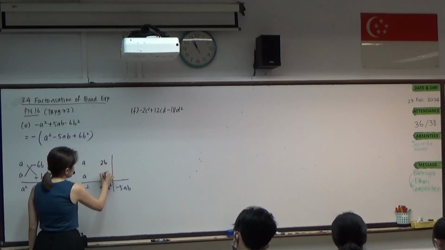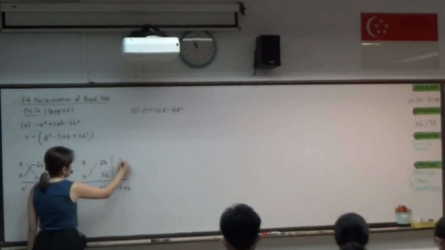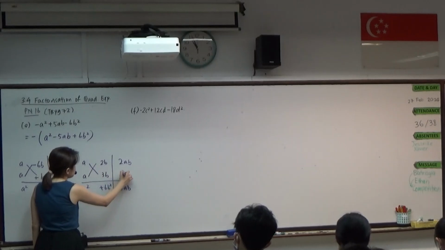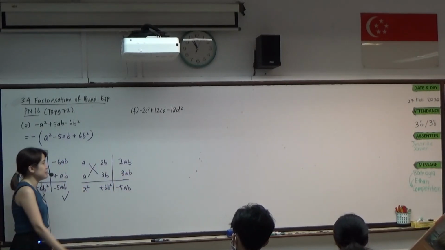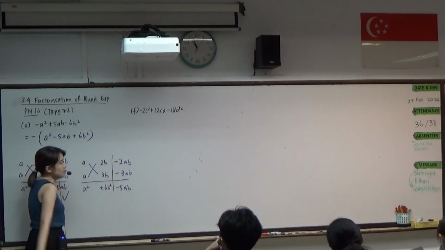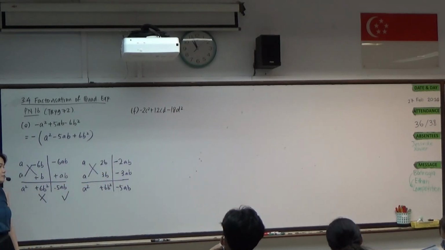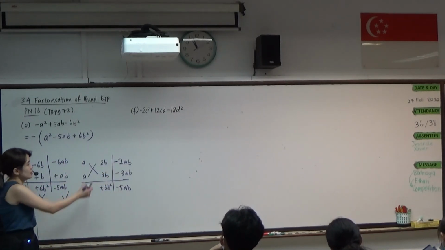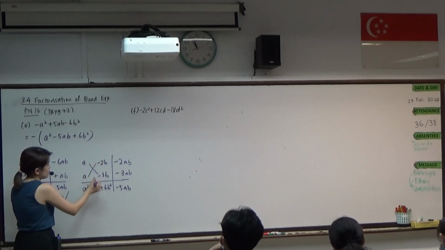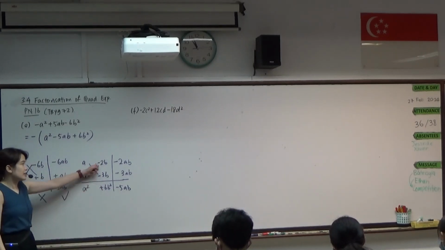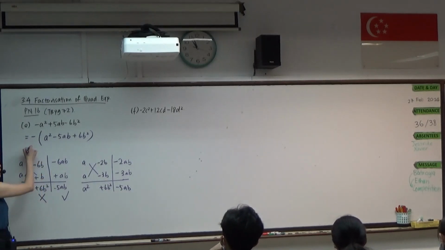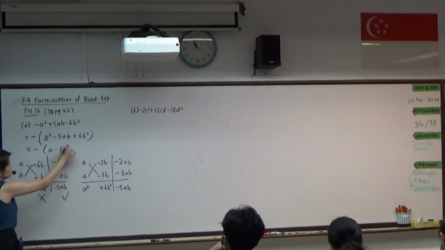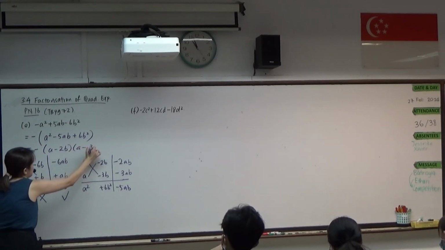So 2b, 3b, cross 2ab, cross 3ab. To get a negative 5ab, it will be when both are negative and they add up to give us negative 5ab. Likewise here, negative, negative. And negative times negative does give us positive. And therefore, our answer will be negative sign on the outside, followed by a minus 2b and a minus 3b.